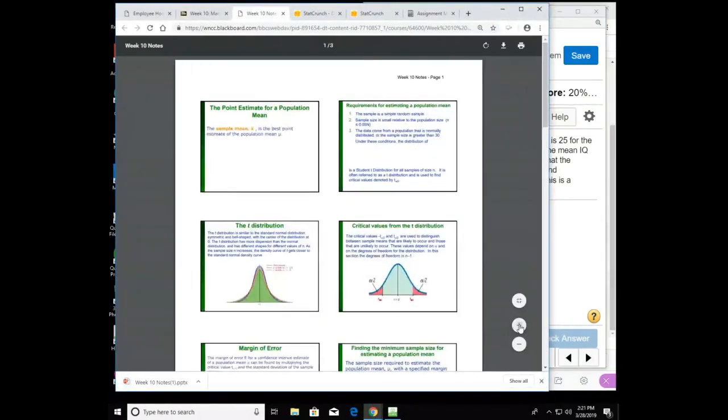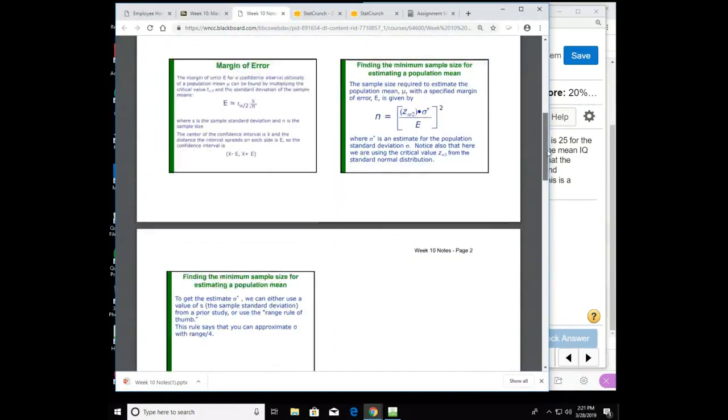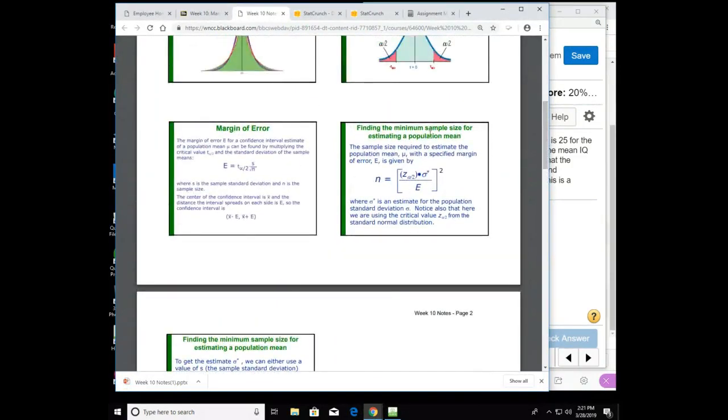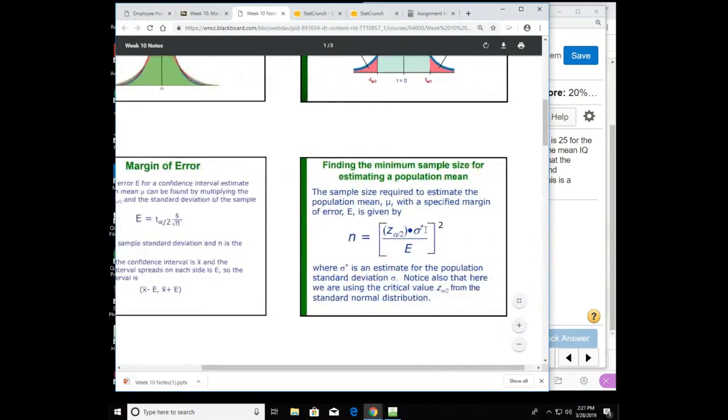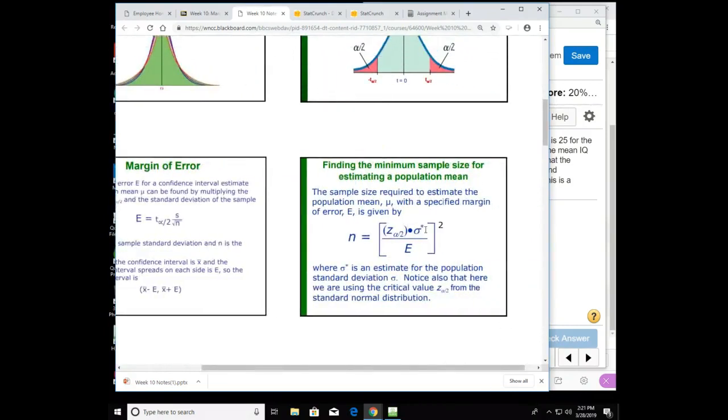So I'm just looking at the week 10 notes, and there's a whole thing in here about finding the minimum sample size. This one for means, it's a little bit harder because you have to find a way to estimate the standard deviation. So it's that formula where it says n equals, you still have to find a z value just like you did for the other sample size formula. You have to estimate the standard deviation, that's the little sigma with the star. And then for the E, that's your maximum margin of error.